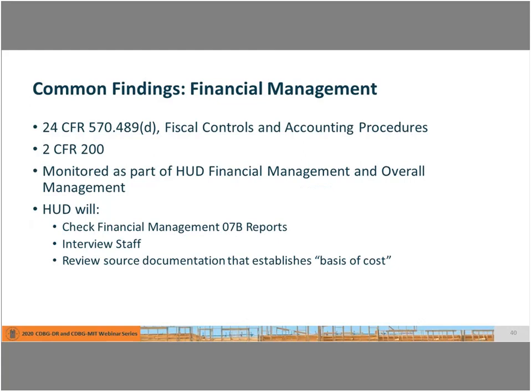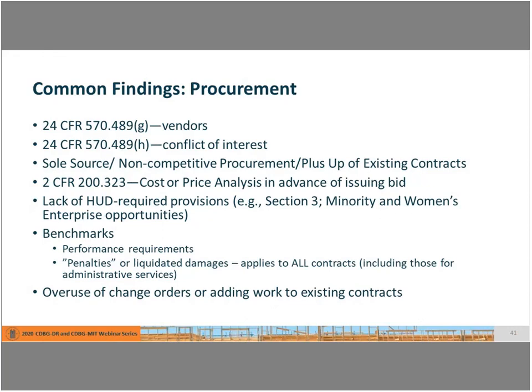Financial management. These are things that financial controls, accounting procedures, the financial management reports, the interview of staff, and the review of source documentation to establish the basis of cost. These are things that HUD looks at when they are reviewing and monitoring for financial management. Procurement. One of the single largest problems for procurement has been the lack of free and open competition. In addition, conflict of interest. In many instances, contractors participated at some point either in the feasibility or the development of the specs and standards, then subsequently are permitted to bid on the actual work itself, constituting a potential conflict of interest.